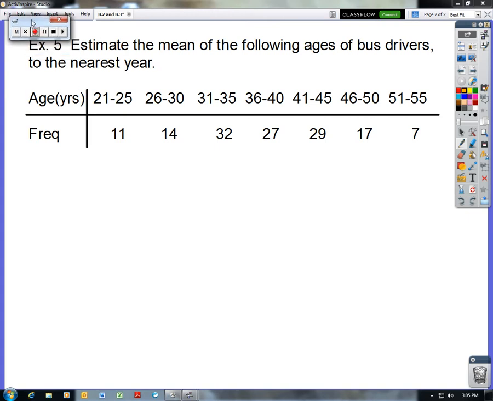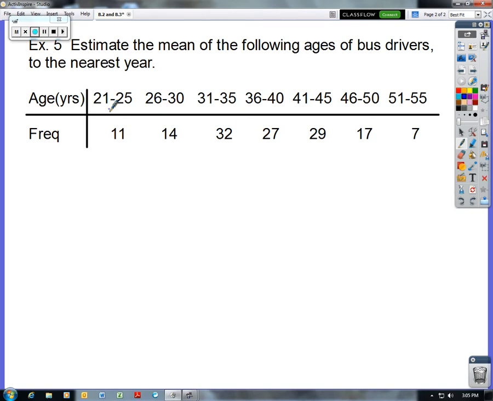B3, I have an example prepared for that. Estimate the mean of the following ages of bus drivers to the nearest year. So that's all we're asked to do on this problem. We just want to find the mean. Now the thing that's different about this is that up here, in this age category, we don't have a specific single age in each one of these. We have a range of ages. And if we're asked to find the mean, we can't do this perfectly because we don't know exactly what the ages were between 21 and 25. There were 11 of them, but we don't know the exact numbers.